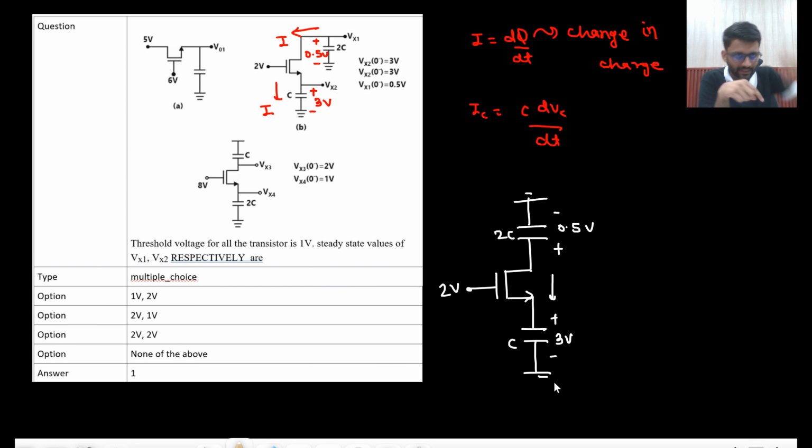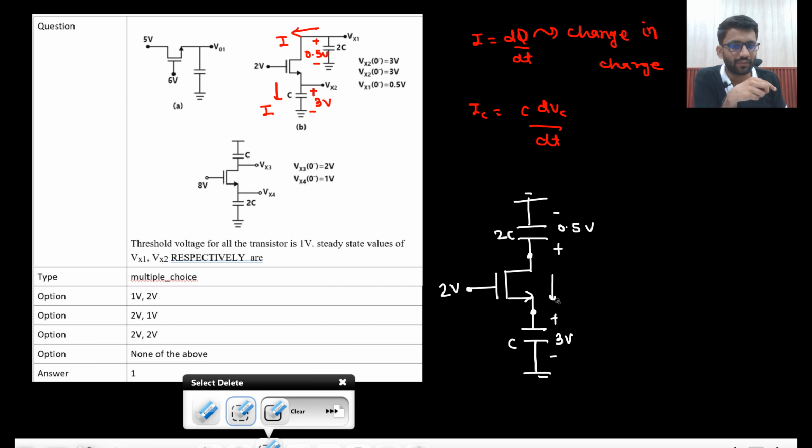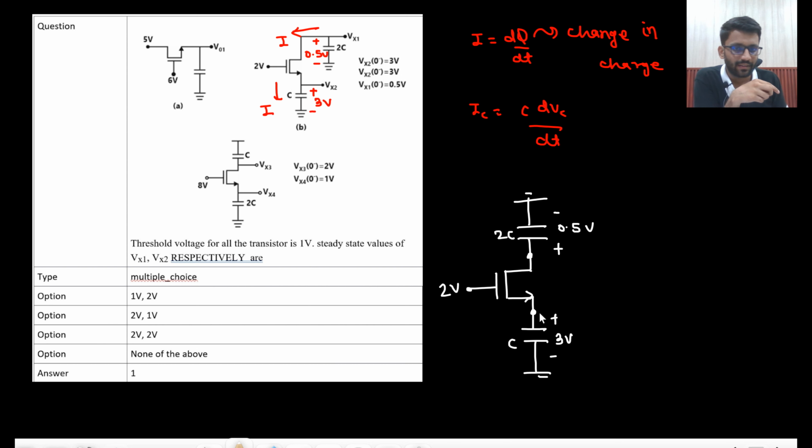Will the current flow in this direction? No. Source is having 3 volt and drain is having 0.5 volt. So which one will be drain? Which one will be source? This one will be drain, right? This will act as drain because it has more potential. What is this? This is NMOS, and in case of NMOS, the one having more potential acts as drain, and this will act as source. So the current will flow from here to here.